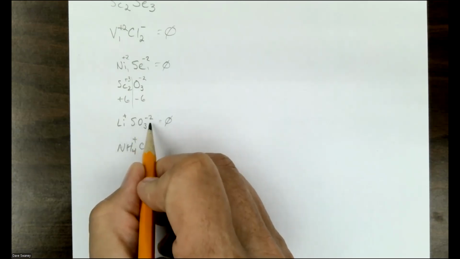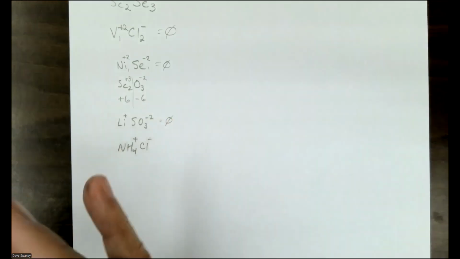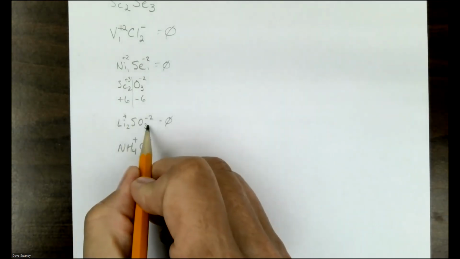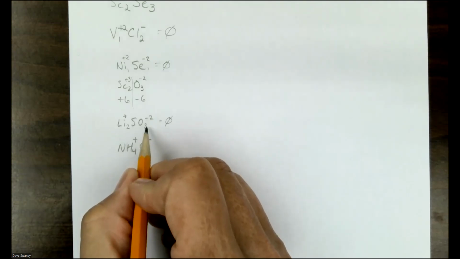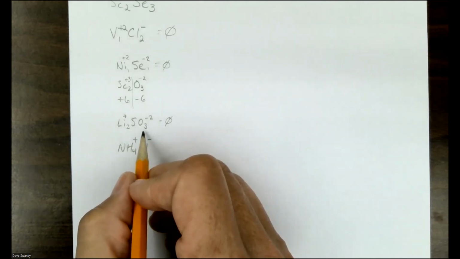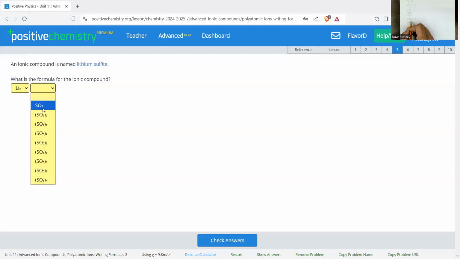Obviously, when I get done with all of this formula, the charges need to equal 0. We can kind of do that turn and flip. So there are 2 of these and 1 of that. Don't write a 1. You could do parentheses 1, I guess, but no one does. So it is Li2 and then sulfite. And let's go back. What is the formula? So Li2SO3.